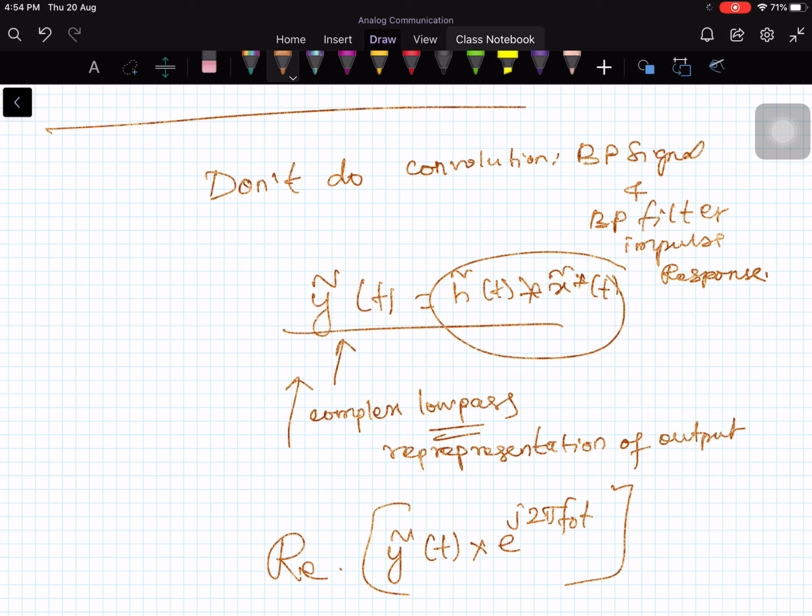Merely your sin omega naught t and cos omega naught t are the carrier part, so don't spend much energy on that. Okay, so this is just the carrier term to be added. e to the j 2 pi f naught t is the carrier term to be added.